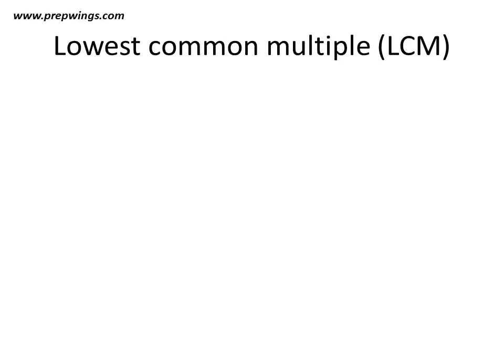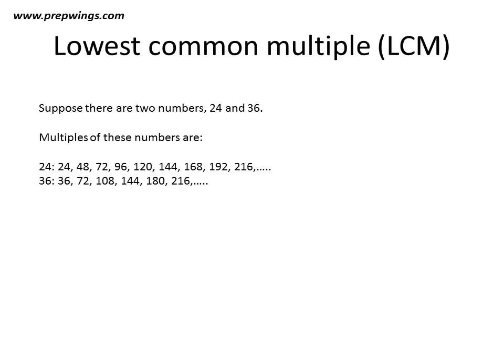Okay, so in this video we'll talk about the concept of lowest common multiple or LCM. Now first we'll understand the concept. Now suppose that there are two numbers 24 and 36. Now over here we write the multiples of these numbers. So multiples of 24 are 24, 48, 72, 96, 120, 144, 168, 192, 216 and so on. Okay. Similarly multiples of 36 are 36, 72, 108, 144, 180, 216 and so on.